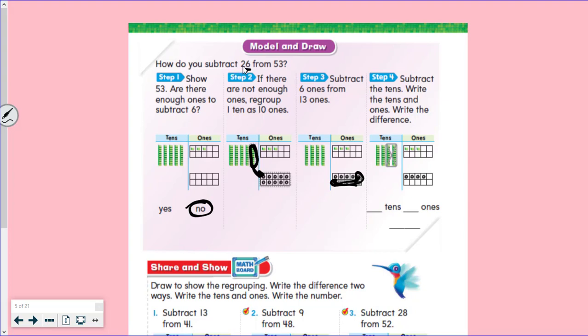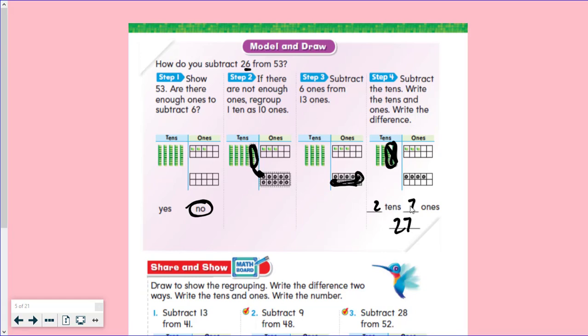Now we have to subtract 2 tens. So in step 4 it says subtract the tens. Write the tens and ones, write the difference. So in our picture, you can see right here, you can trace over that, they're subtracting 2 tens. And we already took away the ones. That's why they're gone now. So we have left 1, 2 tens. And it looks like 4, 5, 6, 7 ones. So that means our answer, 2 tens and 7 ones, equals 27. So when we subtract 26 from 53, we get 27.